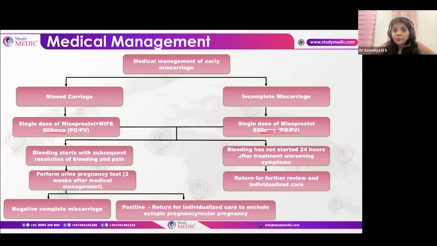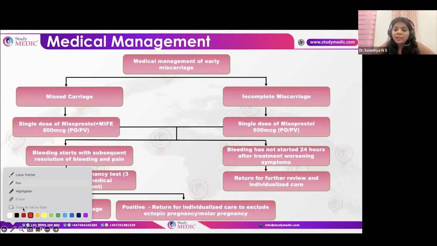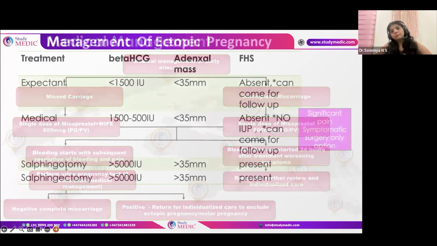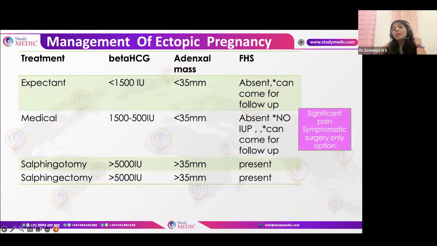And what else do you do? Once you complete the process, again, remember, 3 weeks after medical management. This is a very important question because expectant or medical, you are supposed to be doing a pregnancy test after 3 weeks. Okay. Now, something about the tubal ectopic.